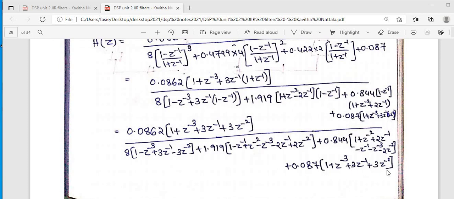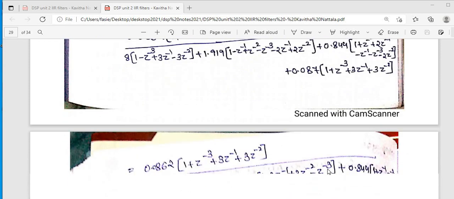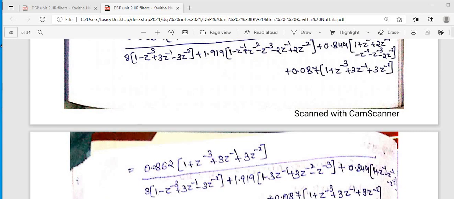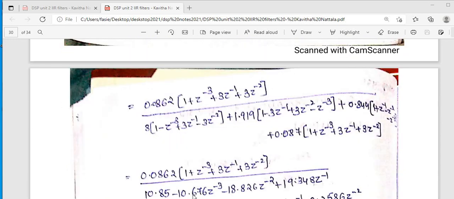At the end, what I need to do in the denominator, I'll take the like term common, like z power minus 3 is here, in the z power minus 3, and here is also z power minus 3. So what I can get is, here I'll get minus 8, here I'll get minus 1.919 because it's negative. Here also I have negative, minus 0.844 is there. Here is what? Plus 0.087. So if I take common z power cube, I get these factors.